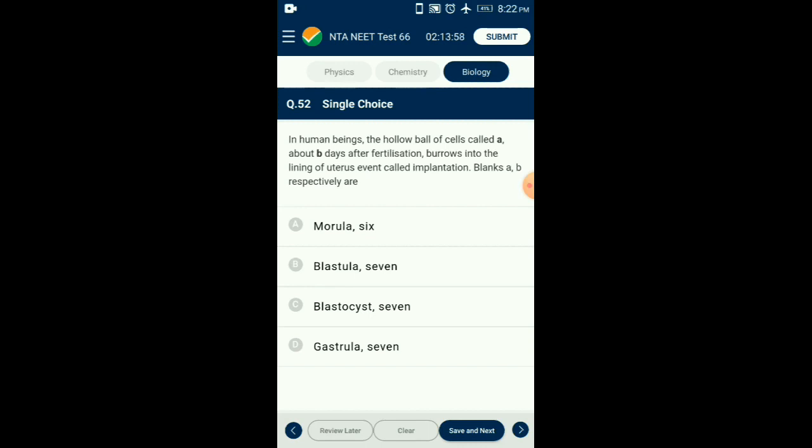After the formation of the zygote, it enters the uterus in 3 to 5 days, and in the uterus, the cells continue to divide, becoming a hollow ball of cells called blastocyst. The blastocyst implants in the walls of the uterus about 7 days after fertilization. So the answer for this question is option C. From the given statement, A represents blastocyst, B represents 7 days.